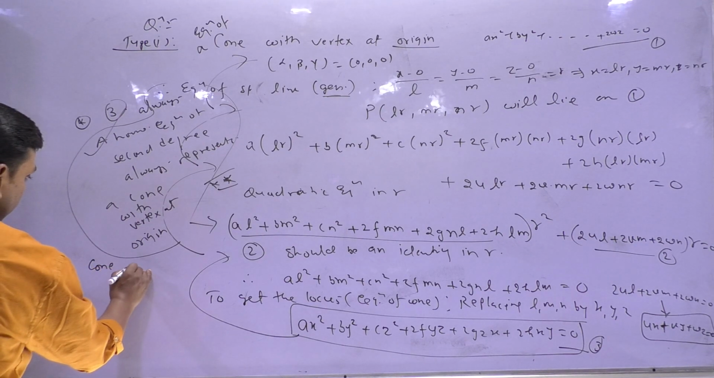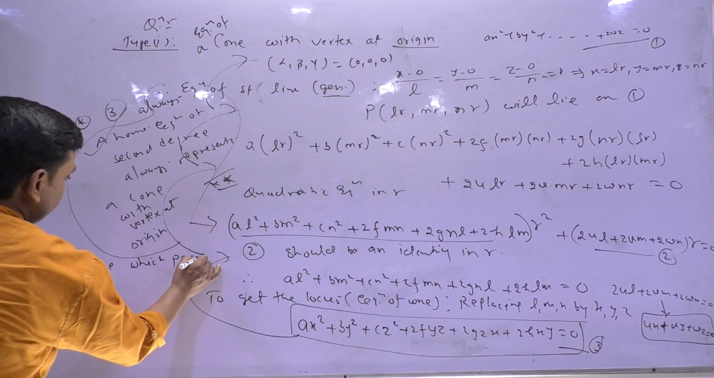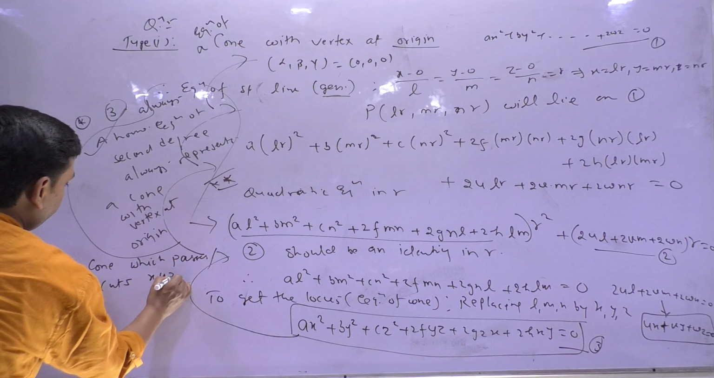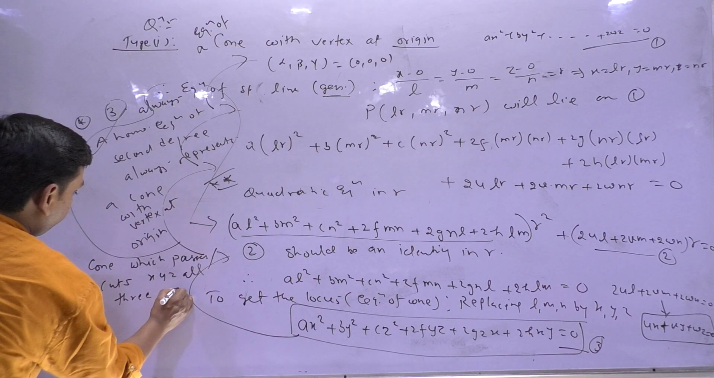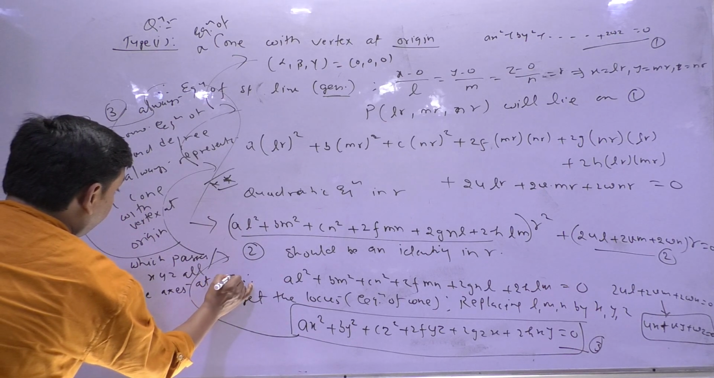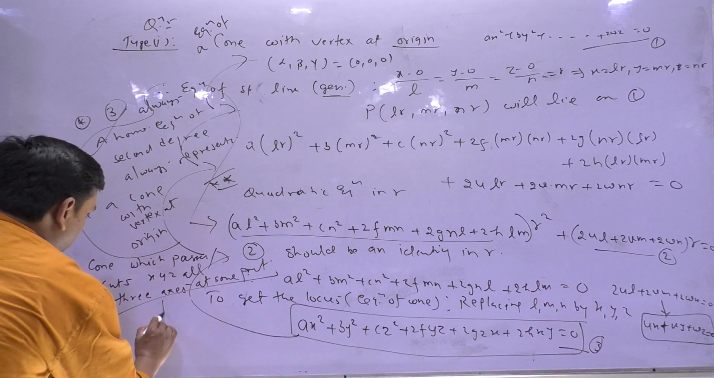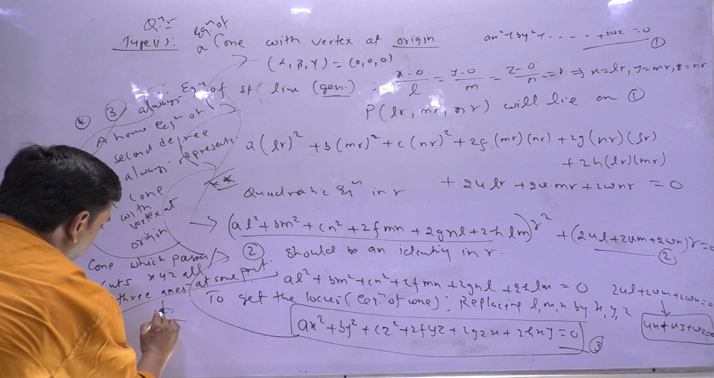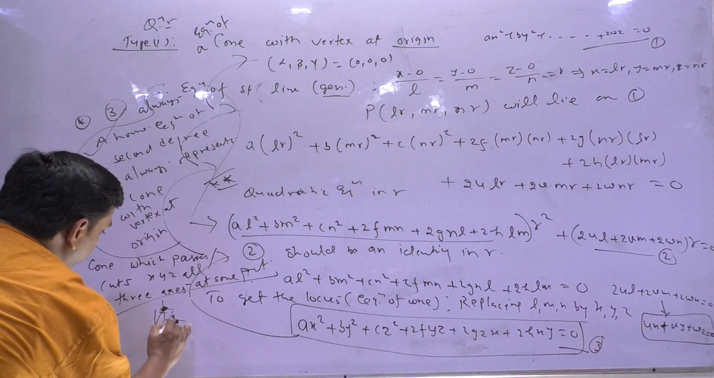A cone which cuts x, y, z all 3 axes at some point. Very important, please notice and please do remember this. A cone which cuts every axis at some point, let's say these are A, B, C.